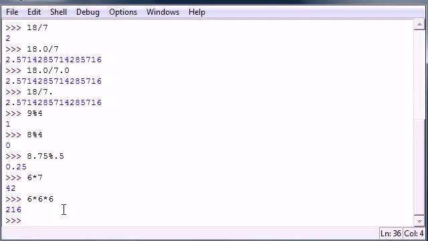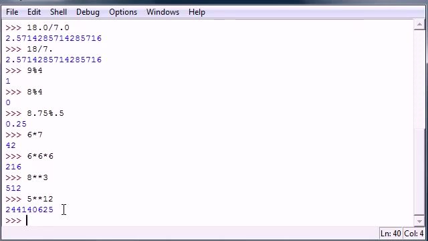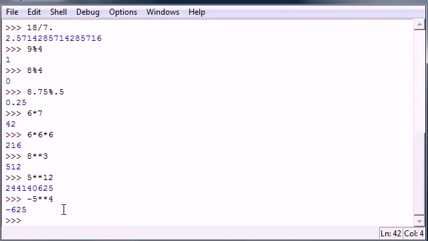Say you want 8 to the third power. All you have to do is type 8, 2 stars, and then type whatever you want the exponent to be. 8 to the third, bam, wham bam, thank you ma'am. And you can do this with any exponent you want. So instead of typing 5 times 5 times 5 times 5, I said that wrong, but oh well, just type 5 star star 12. Bam. That'll give you your answer. And you can also do this when your number is negative as well. So -5 exponent 4. Bam, there you go.